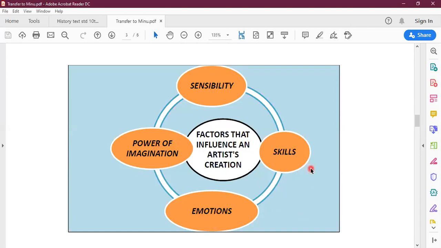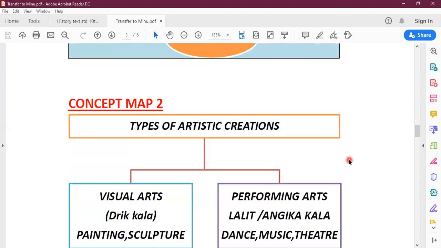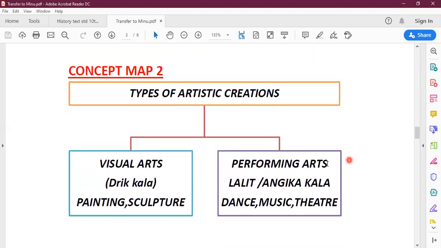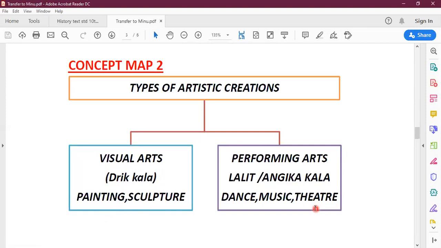Let us go ahead. Our next concept map. Let us try to understand the types of artistic creations. We have Sanskrit words through which the artistic creations are described. The first one is visual art, which is also known as Drikkala. In Drikkala, you have painting and sculpture. Visual arts, Drikkala, painting and sculpture. We also have the second group, performing arts, Lalit or Angika Kala, where an individual uses his limbs and sense organs in order to portray something. You have dance, music, drama, or theater coming up in this category.